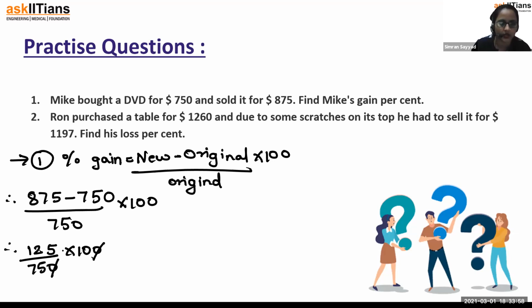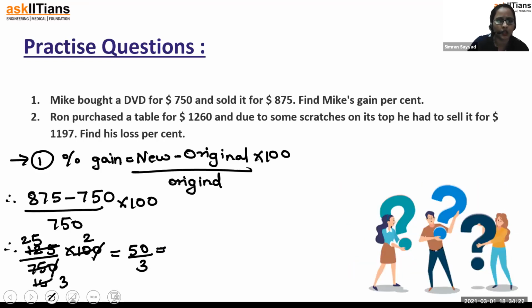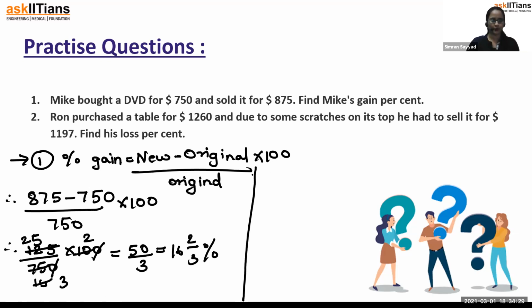Cancel the zeros. 5 2s are 10, 5 1s are 5, 5 5s are 25. Again, 5 3s are 15, 5 2s are 10, 5 5s are 25. So it is nothing but 25 2s are 50 by 3. If you convert 50 by 3, you'll get a value which is 16 2 by 3 percent. Yes, this is a decimal value.